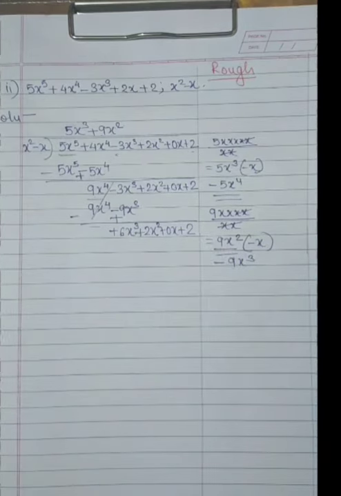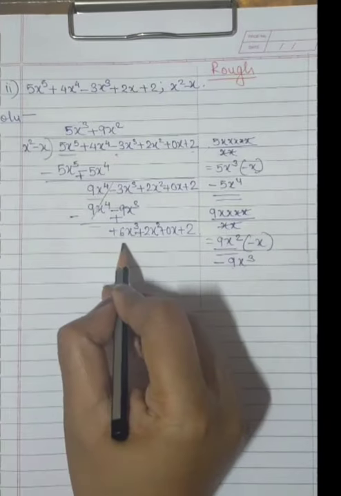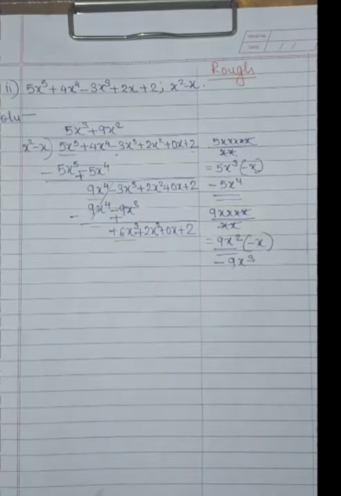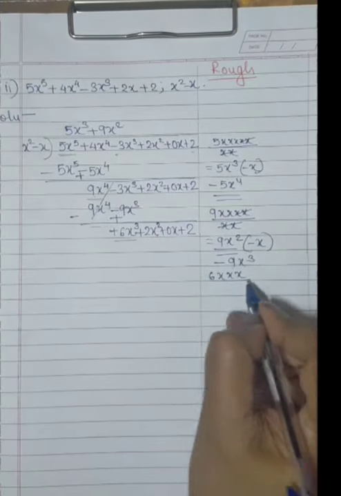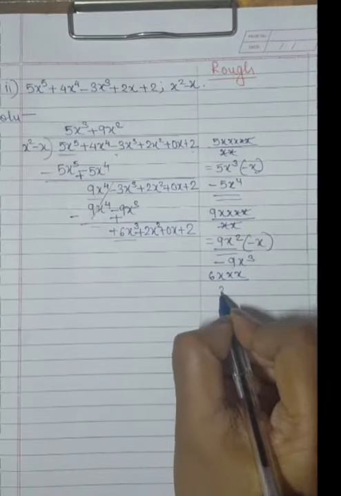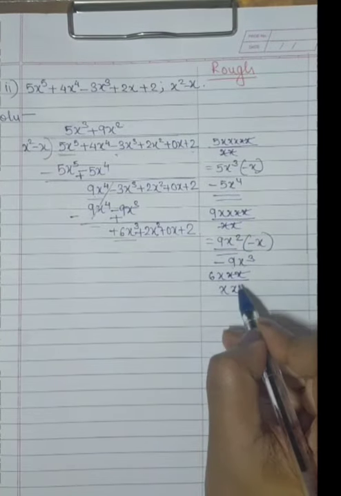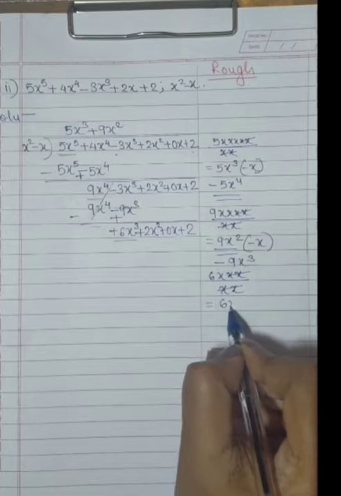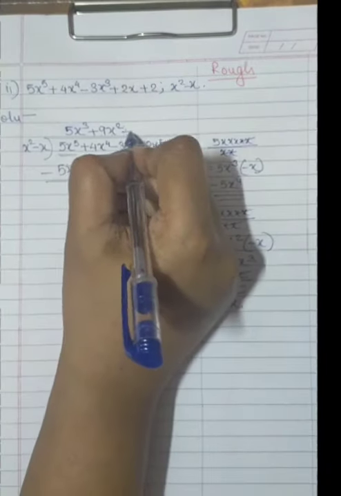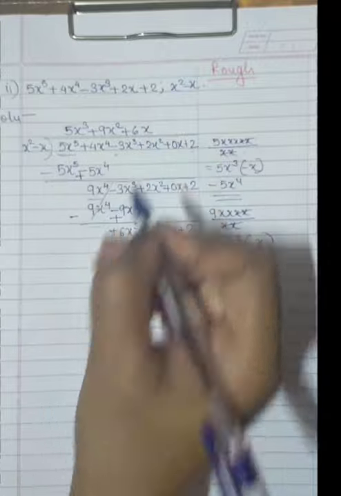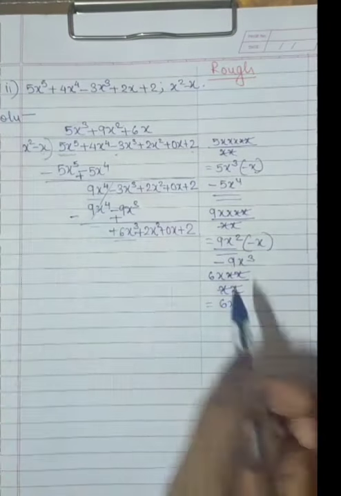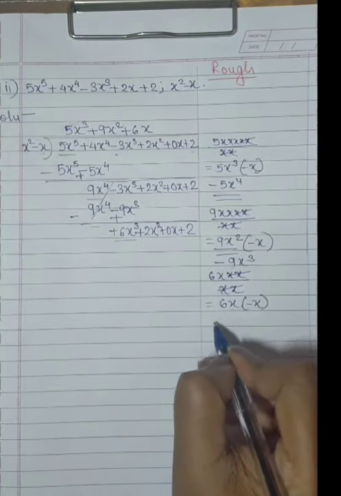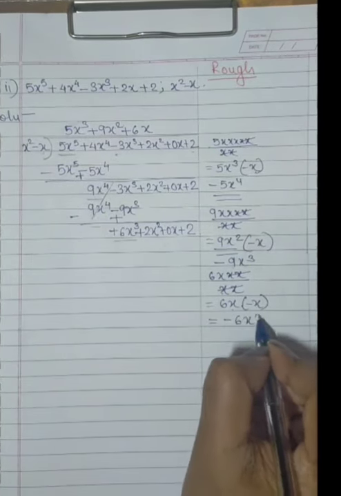I hope you are understanding. Now again, as you can see, the first term is 6x³. Now again the 6x³ upon x² means 6x. This will get cancelled and we will get 6x here. So I am writing here plus 6x will come here. Now again this 6x will get multiplied with minus x. So we will get minus 6x².